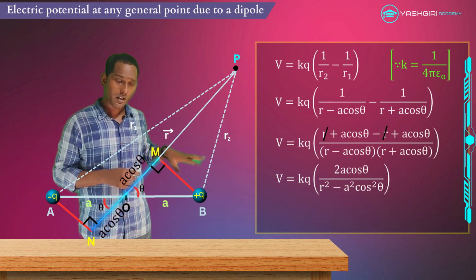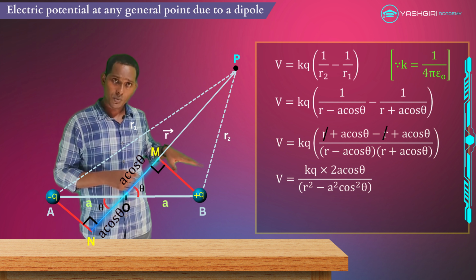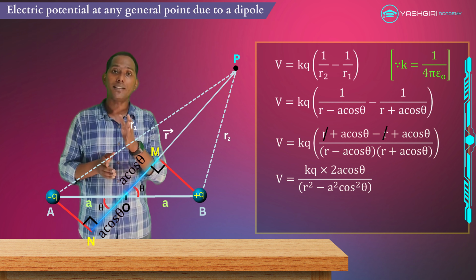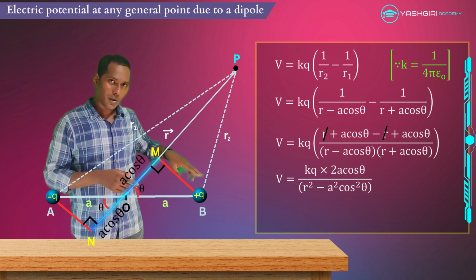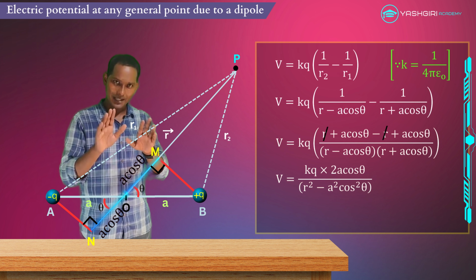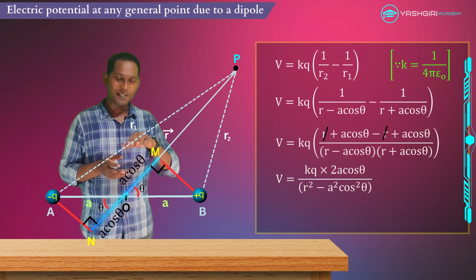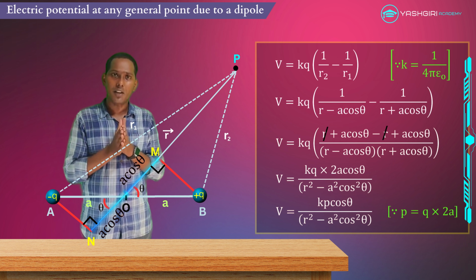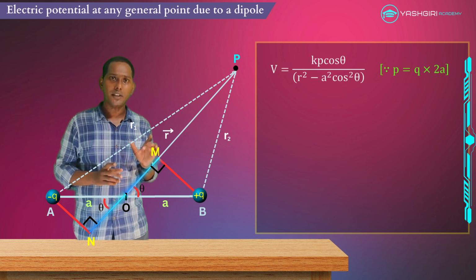If you just see what I'm having, K times Q into 2a cos theta divided by r square minus a square cos square theta. Now once again, students, Q into 2a, I know it's the electric dipole moment, so I can replace it by a p. And this is the equation that we had got, right?